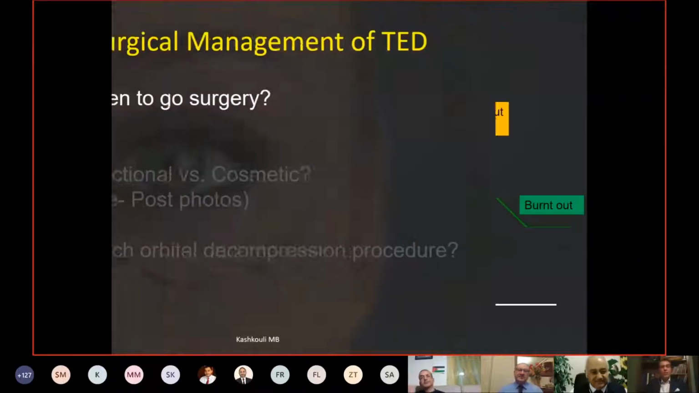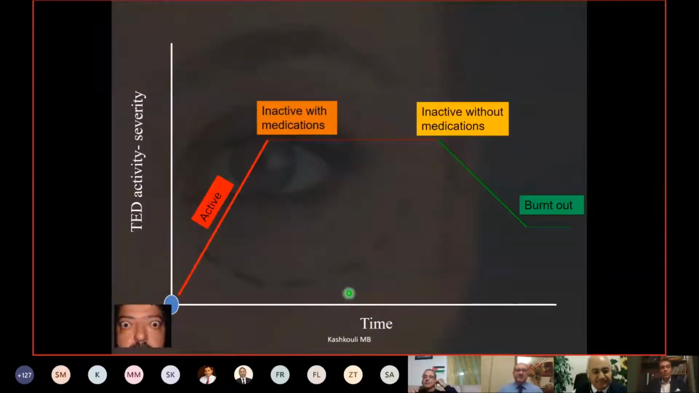So getting started, when to go to surgery, we need to know the natural course of the disease. We know when the disease is starting from the baseline of the normal, it goes up in terms of severity and activity. Then with or without medication, it's becoming stable, then settling down by itself to end with the burnt out stage where it could be far from the baseline of the normal. Why do we need to do that? To have this curve, because at each site of this curve, we make different decisions.